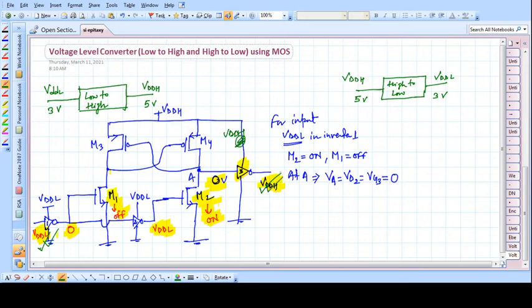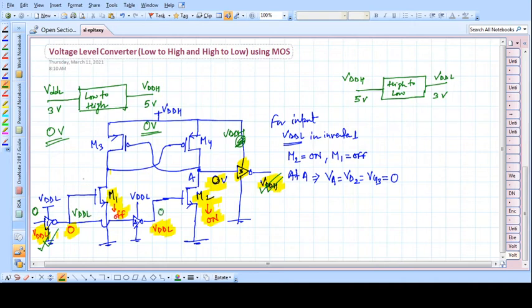So we are giving a low value, we are getting a high value. If one more situation will be there, when we are giving the low value, say 0 volt, so output will again be 0 volt. So this one is not generally used. Suppose this one is 0 volt, so it becomes high, say VDDL, and it becomes low.